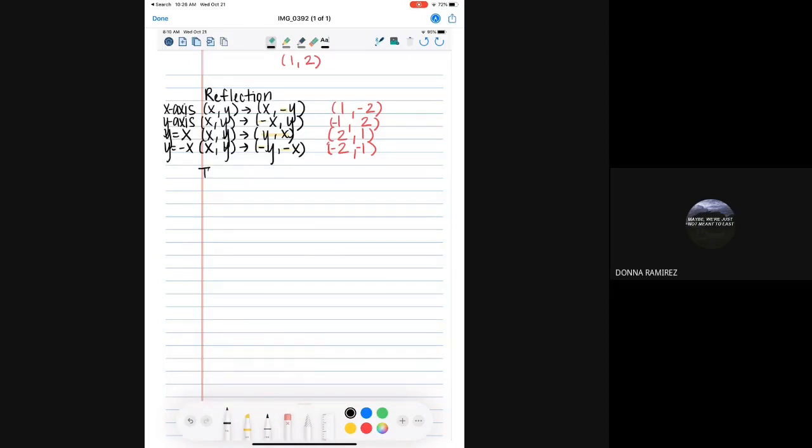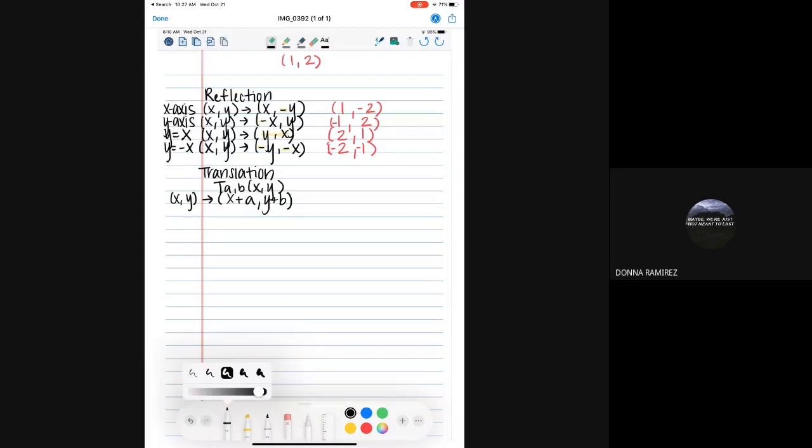This is just a review. Remember that translations can be represented two ways. We can have T, what happens to A, what happens to B in our original coordinates, or we can have our mapping rule that looks like this. Right? So those are the different ways we can represent translations.